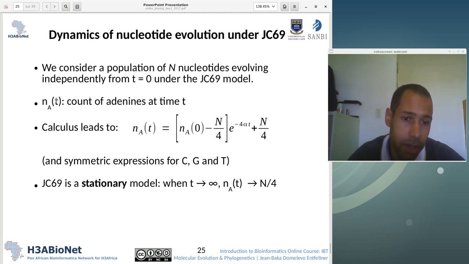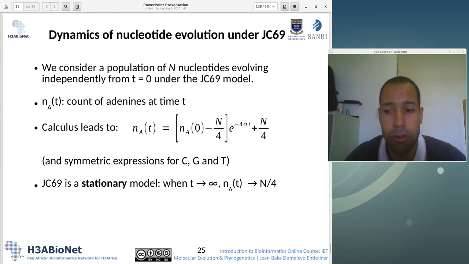So at any moment in time, there is no nucleotide that disappears, there is no nucleotide that is created. They just evolve and potentially mutate. So at any moment in time, NA of t plus NC of t plus NG of t plus NT of t is equal to uppercase N. Okay, this is our total count of nucleotides.